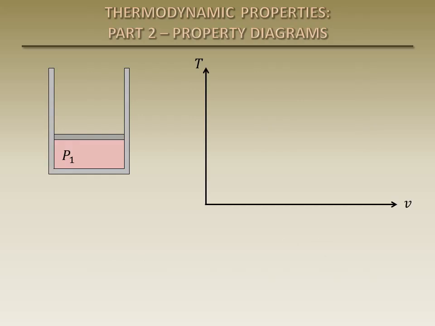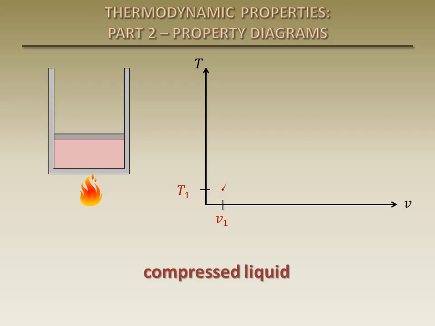Let's say that this liquid is at some initial temperature T1 and has an initial specific volume V1. At this state, it is called a compressed liquid. A compressed liquid is one which is not about to vaporize. If energy is added to the system in the form of heat transfer, for example, the temperature increases and the liquid begins to expand, increasing its specific volume.